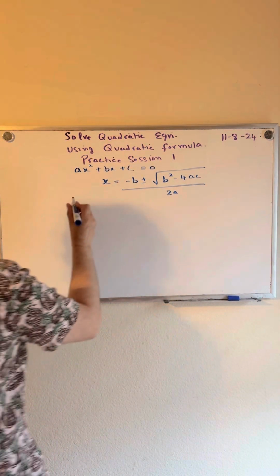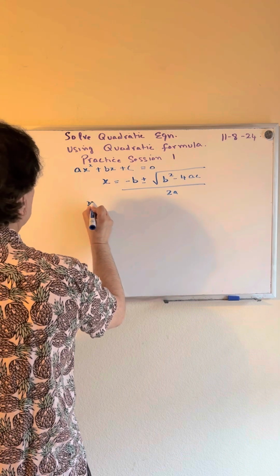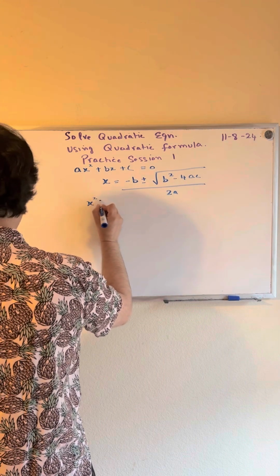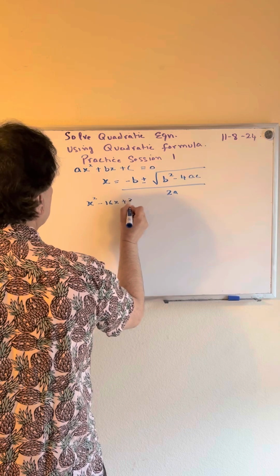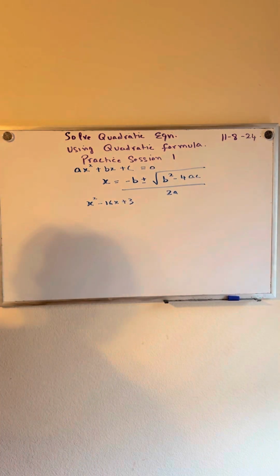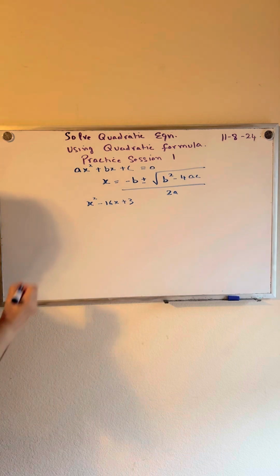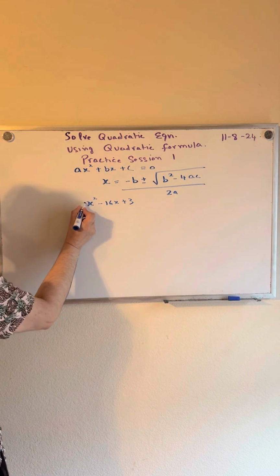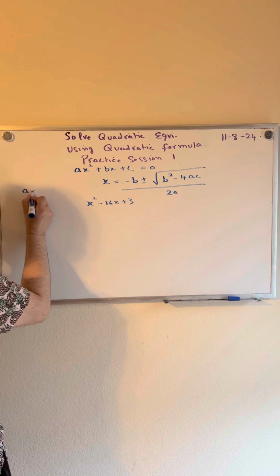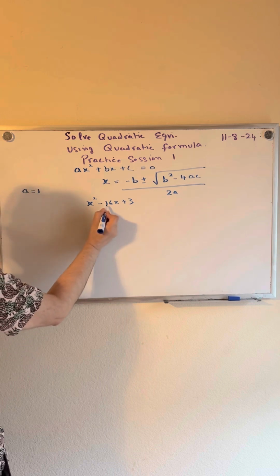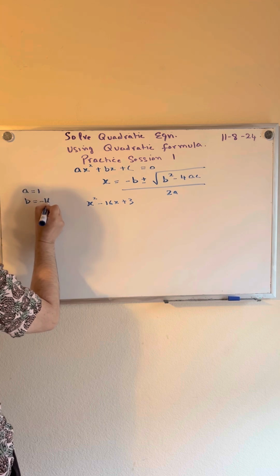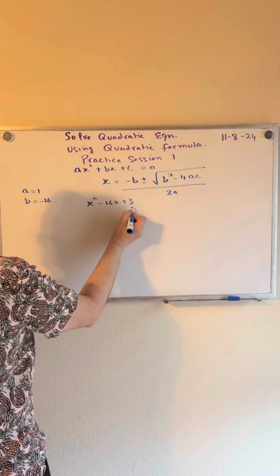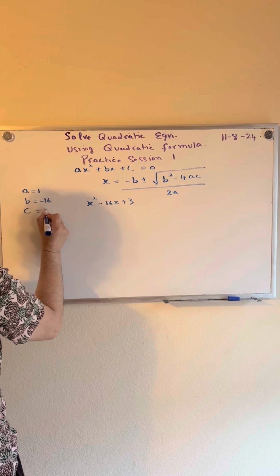Okay, let's do an example. Let's say we have x squared minus 16x plus 3. First thing is to identify a, b, and c. The coefficient associated with x squared is 1. The coefficient associated with linear x is minus 16. This is the constant, so c is equal to 3.